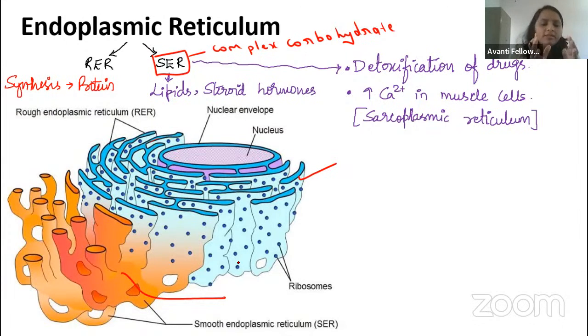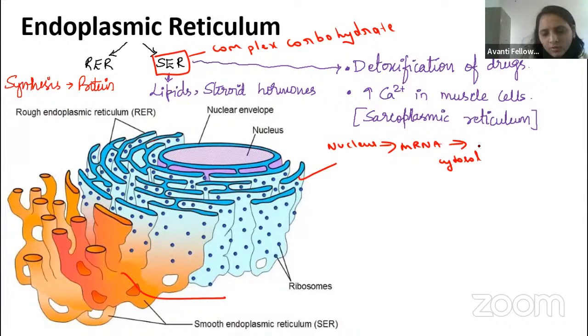Proteins are synthesized in the ribosome, right, guys? So see here, in the nucleus our DNA is there. From the DNA, mRNA is synthesized, right? Then it enters the cytosol, right, guys? In the cytosol, protein synthesis will take place, right? Then where is protein synthesis going to take place? That is the endoplasmic reticulum, where the ribosomes are attached, right?